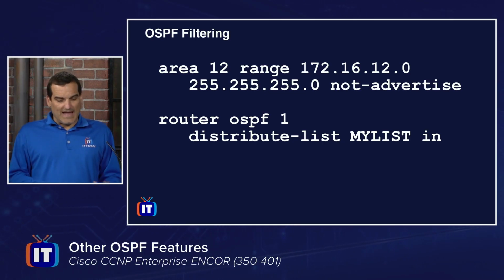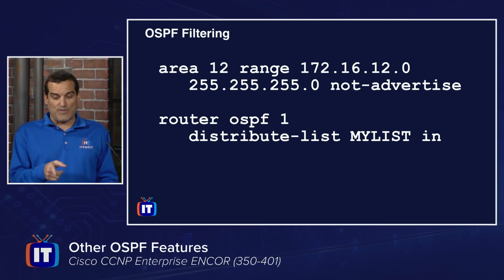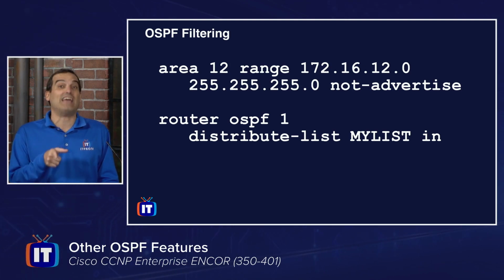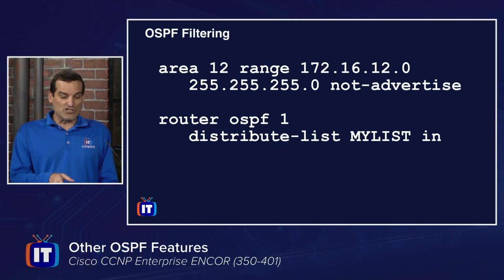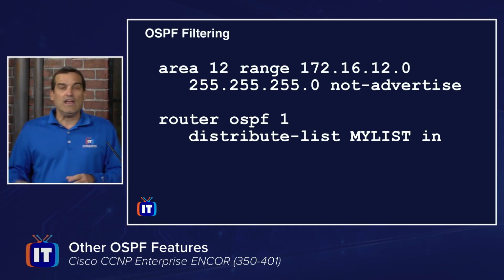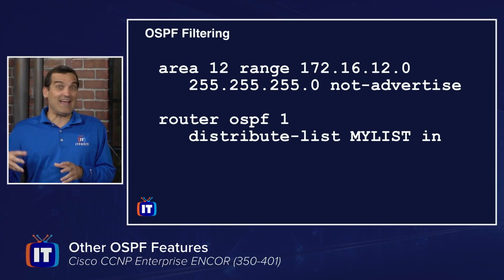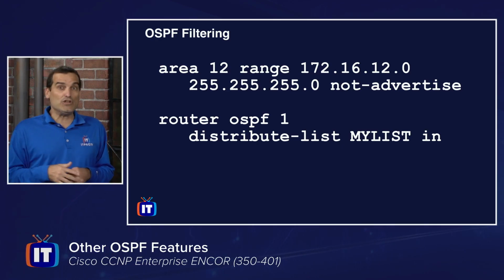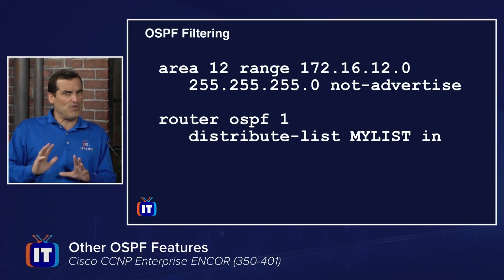The next one, I didn't show the complete config because it's pretty straightforward. The my list right there is an access list, and this is called the distribute list approach. What you're doing here is specifically attacking those external prefixes that might be coming into your OSPF domain. And you can say, I want to trim those.